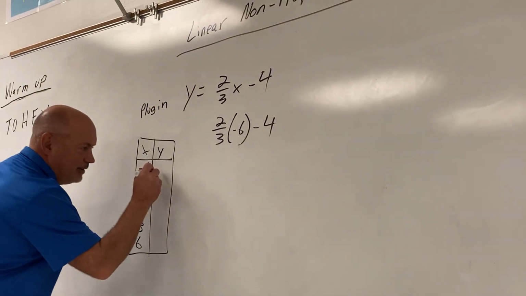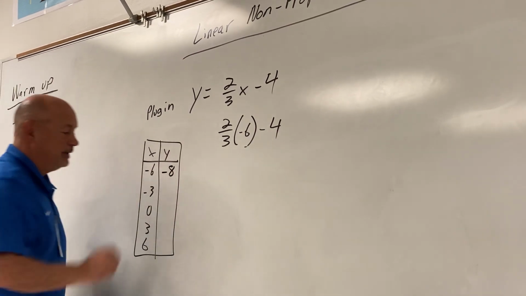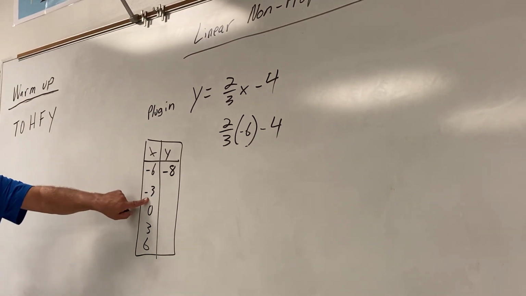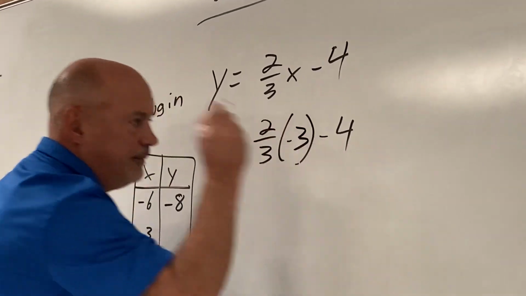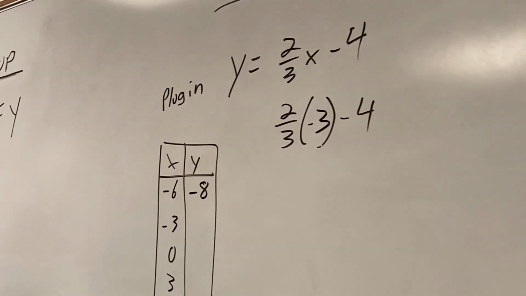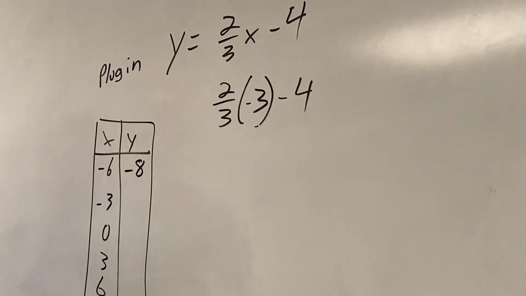So I think I agree with Kendra. What'd you get? Negative 8. Negative 8. Got it. All right, let's type in the next one. 2/3 times negative 3. What do we get? Negative 6.